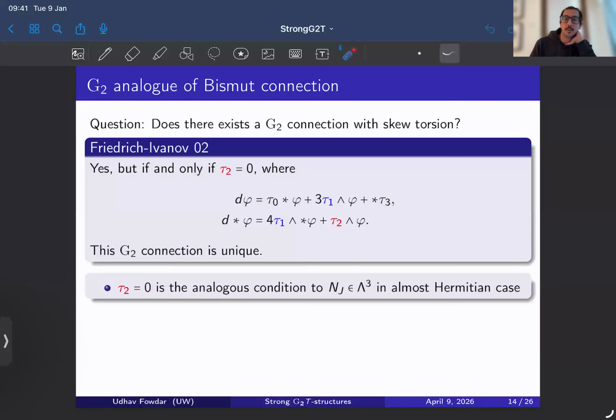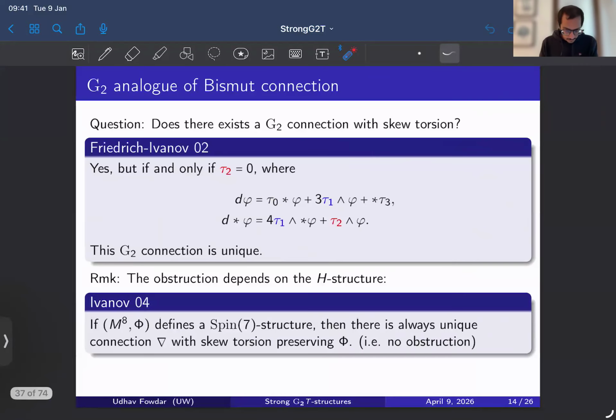vanishes. Namely, you need that the torsion form tau2 occurring in the differential of your 4-form has to be 0. If you don't know anything about G2, you should think of it as some sort of analogous condition, as asking that the Nijenhuis tensor is skew-symmetric. Okay, and again, in this case, if such a connection exists, it is also unique. So typically, you should not believe that for every H structure, there's an obstruction for there to exist a connection of skew-symmetric type.